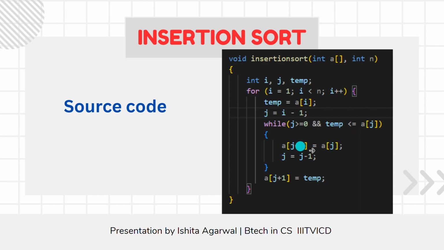So at that point we will swap it. Also the j value will now become j minus 1 because the loop will only go up to the 0 element. So this is all happening here, and at last we set a[j plus 1] equal to temp.